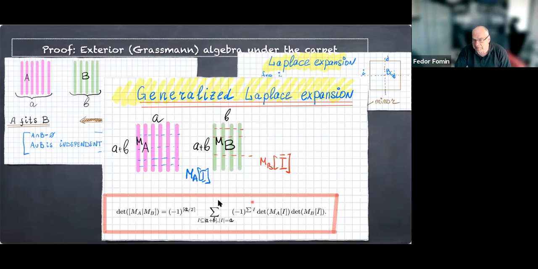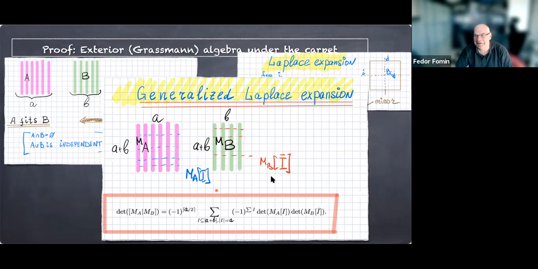So how to compute the determinant of this matrix? There is the following formula, in which I go through all sets I of rows of size exactly A. I compute the determinant of the submatrix of MA induced by the rows with indices from I, and then I compute the determinant of the submatrix of MB induced by the complement of the rows of I. So if I have a set of rows I, then I bar is the set of the remaining rows in the matrix.